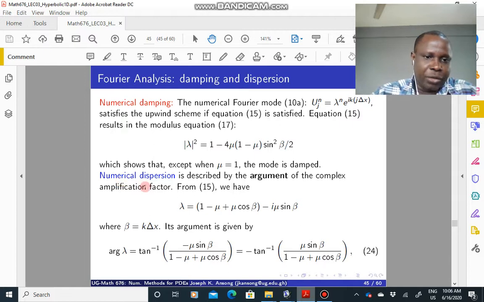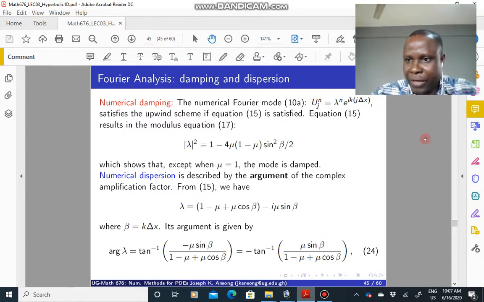Now for numerical dispersion, we need to look at the argument of the complex amplification factor, from equation 15. That is, after you plug in the numerical mode into the Upwind scheme, you end up with this lambda. This is the real part and this is the complex part. And so the argument of this complex amplification factor, argument of lambda, will be equal to this. You can pull out the negative and then you get that.